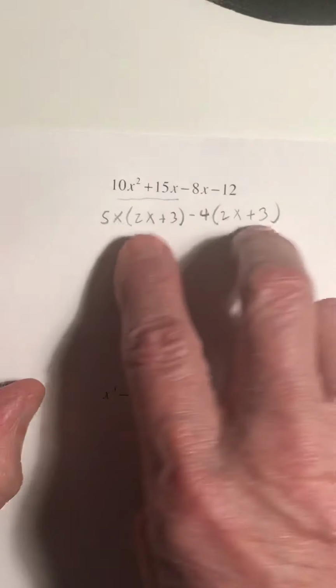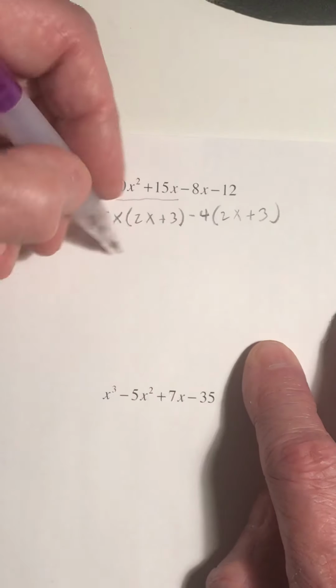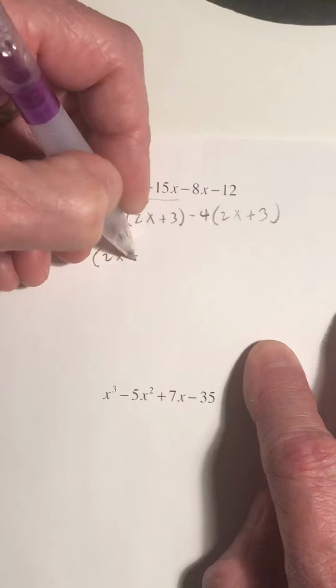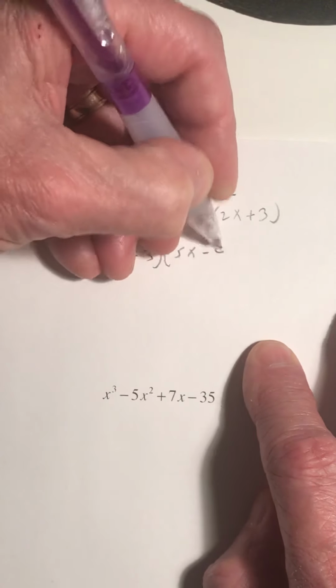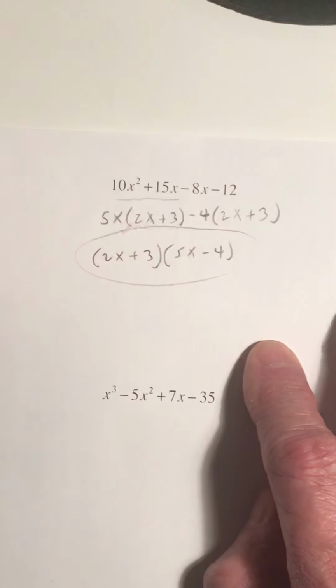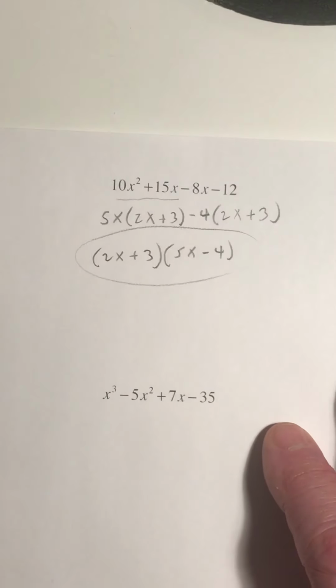Did we get a match? Yeah, buddy. 2x plus 3. 5x minus 4. Here's our answer. Okay. Next one.